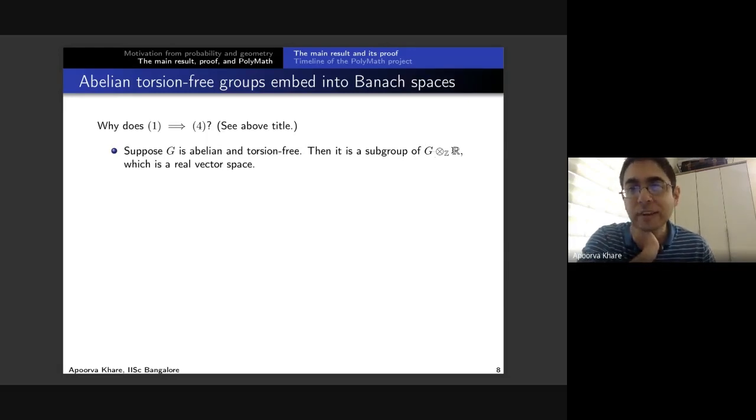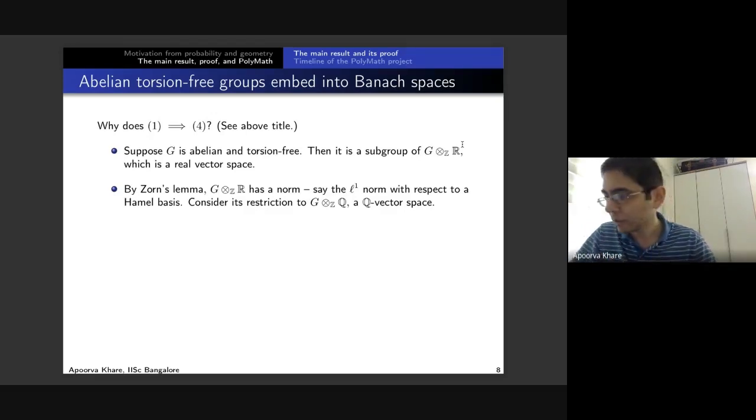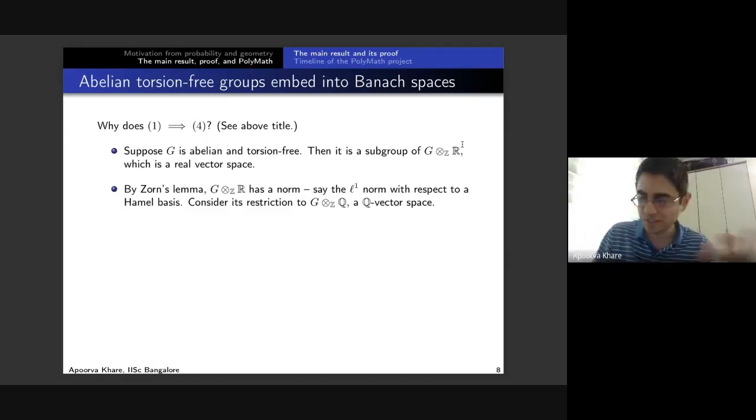The point is, this is a vector space. And now is where Zorn's lemma comes in. Has everyone seen Zorn's lemma, by the way, or the axiom of choice? Yes, sir. So people have seen Zorn's lemma or the axiom of choice, like every vector space has a basis. Right. Yes.